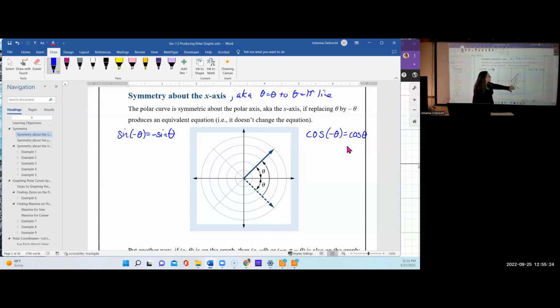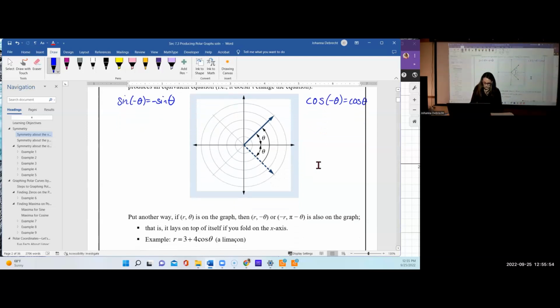But we can see that if we were graphing with cosine in a polar equation, replacing theta with negative theta would give us back the same exact expression. It wouldn't change it. So it's likely that it might have this kind of symmetry across the theta equals 0 to theta equals pi line. And that should be a 0 right there. Okay, so this is the first type of symmetry we're talking about.